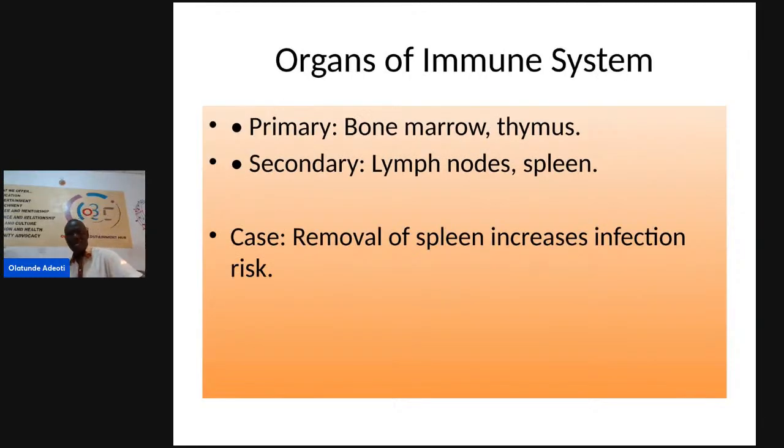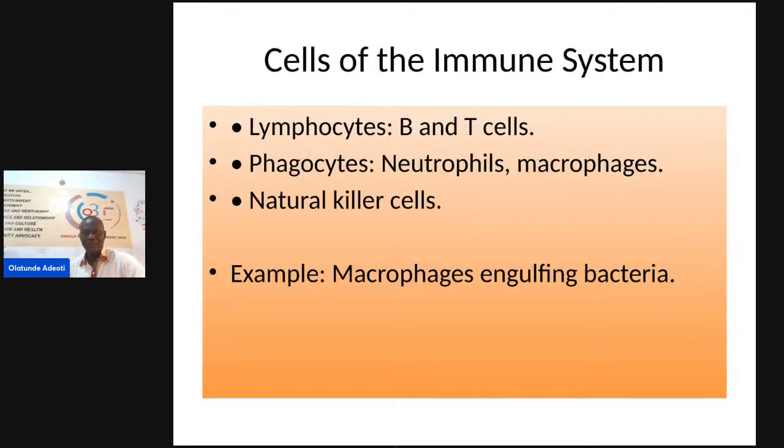Okay, so the organs of the immune system: the primary organs are the bone marrow and the thymus. Then the secondary organs are the lymph nodes and the spleen. Removal of the spleen increases infection. So if, as a result of surgery, you remove the spleen, it will predispose that person to more infection, to the risk of getting infected.